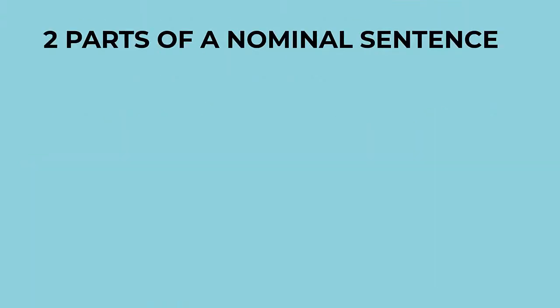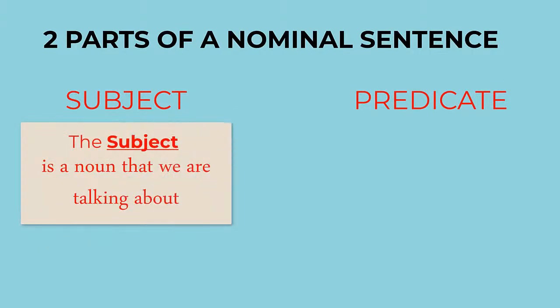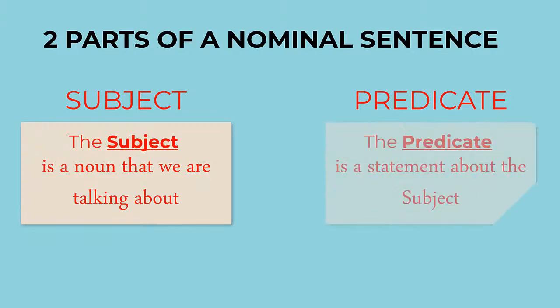Let's talk about in English. A nominal sentence has two parts. It's broken into two sections. Section number 1, subject. What is section number 2? Predicate. Subject is a noun that we are talking about, and predicate is a statement about the noun. It gives a little more detail.